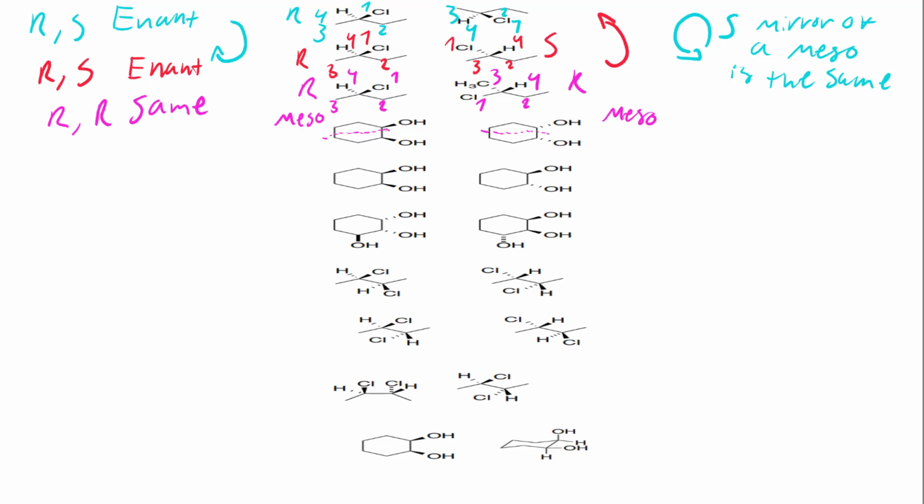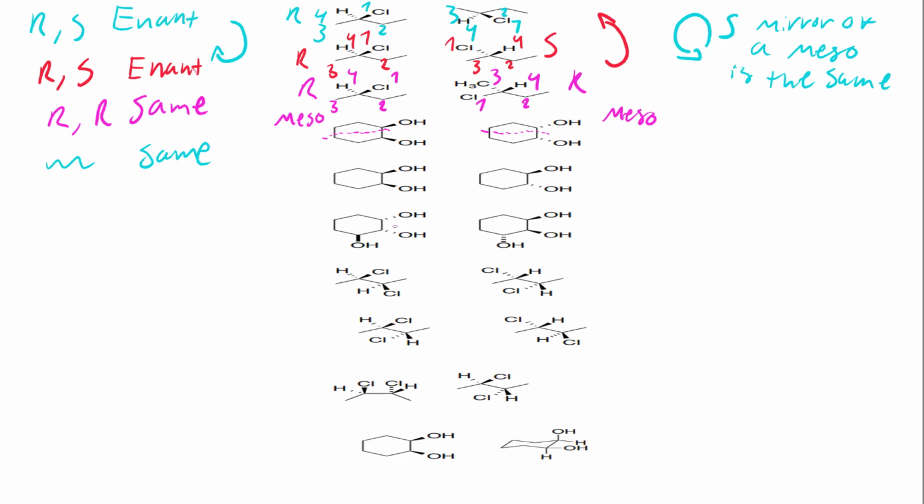So you would agree, right, that this wedge converted to a dash, right? And this other wedge converted to a dash. And so since everything converted, since a wedge became a dash and the other wedge became a dash, we're going to have a mirror. And because these are meso compounds, the mirror of a meso compound is the same. It's going to be the same. So this is not valid, so it's going to be same.